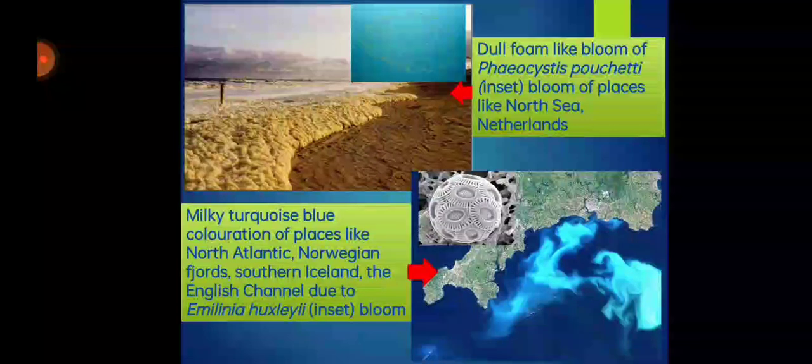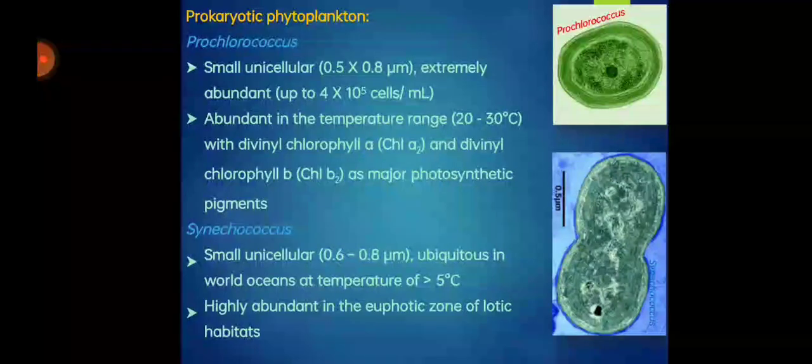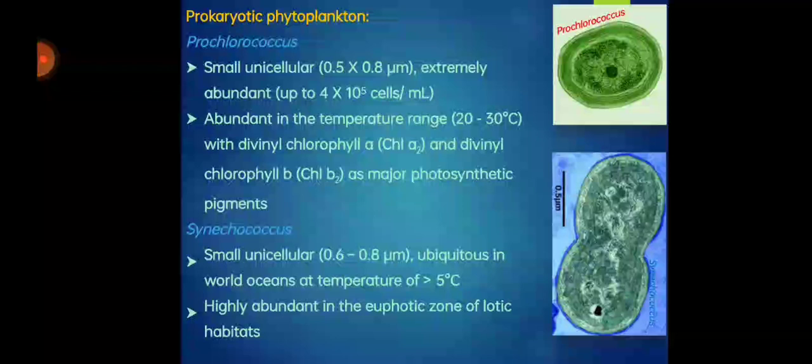And then we have the prokaryotic phytoplankton that includes members like Prochlorococcus, which are very small in size and can be very abundant as well. They are mostly present at temperature range of 20 to 30 degrees centigrade. So they mostly occupy the tropical region. Whereas there are other members like Synechococcus, which are also very small in size, and they can live in temperature of above 5 degrees centigrade. And they are very abundant in the euphotic zone of lotic systems.